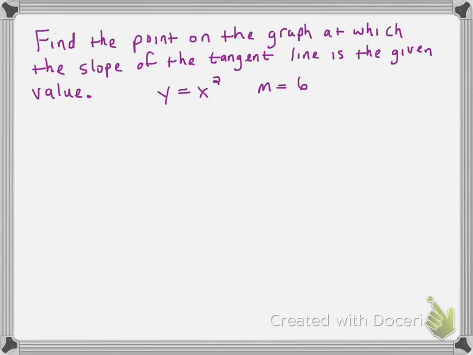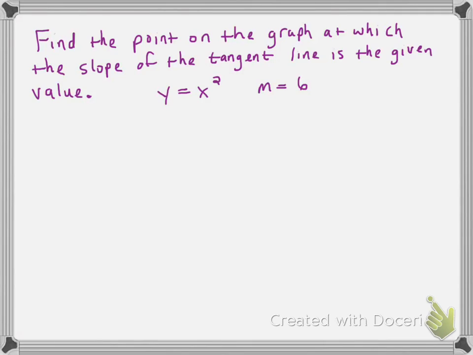And so with this video, what we're going to do is try to find a point at which a tangent line has a specific slope. What they're giving us is the function y equals x squared, and they're telling us that we want to find the point that has a tangent line with a slope of 6.